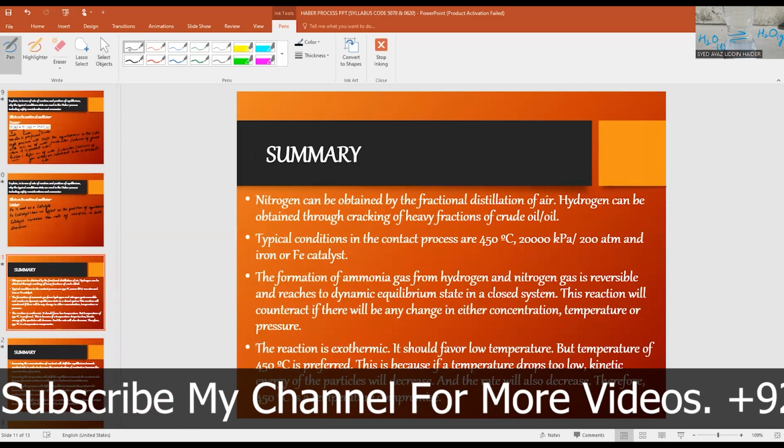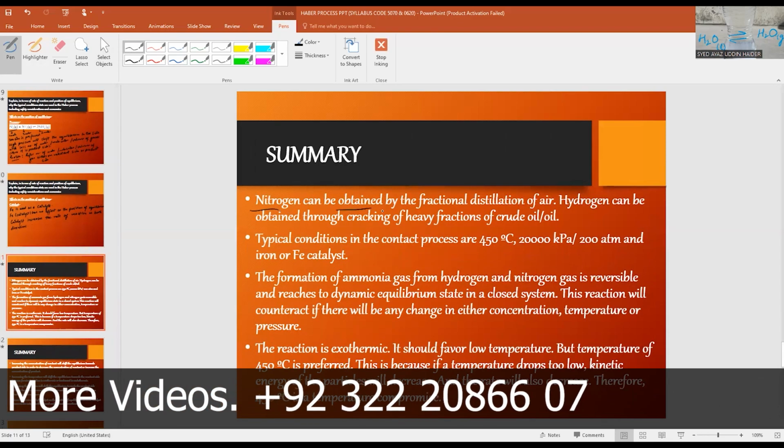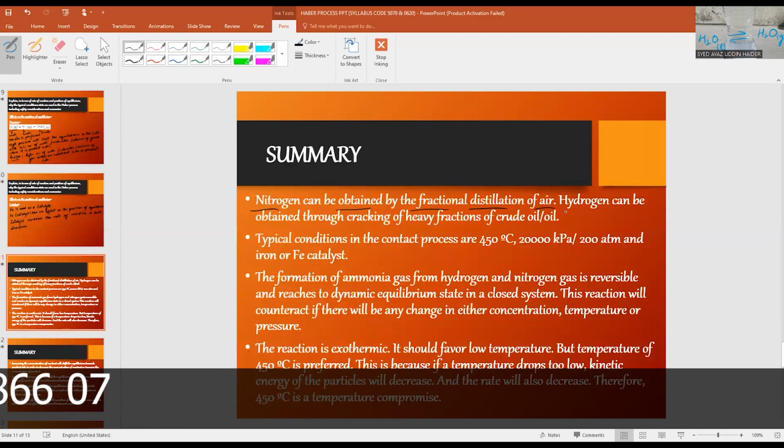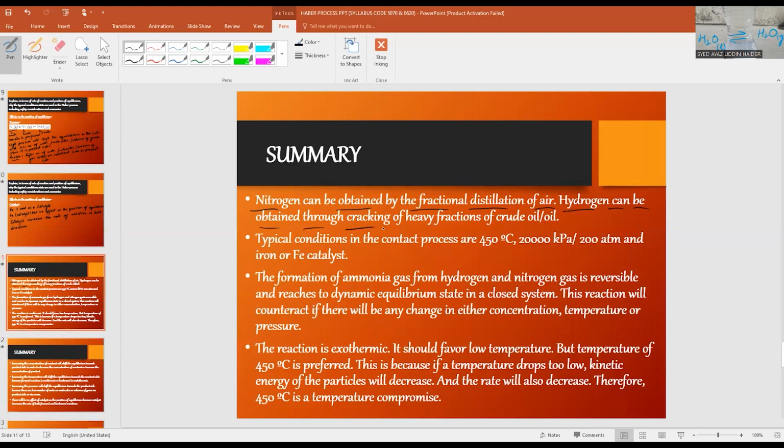Here's a summary of this video lesson. Nitrogen can be obtained by the fractional distillation of air. Hydrogen can be obtained through cracking of heavy fractions of crude oil or oil. Typical conditions in the Haber process are 450 degrees centigrade, 20,000 kPa, 200 atm, and iron or Fe catalyst. The formation of ammonia gas from hydrogen and nitrogen gas is reversible, reaching a dynamic equilibrium state in a closed system.